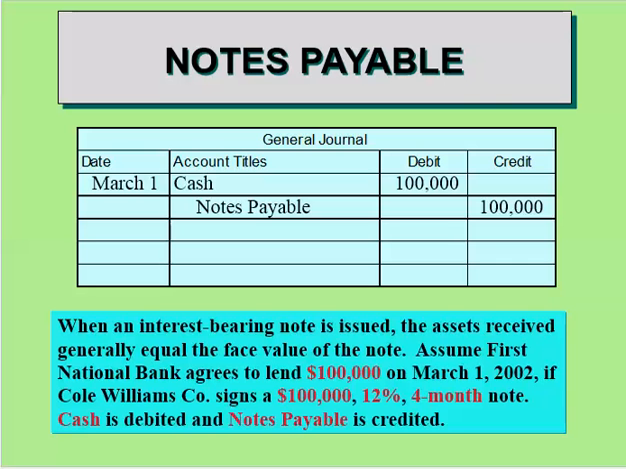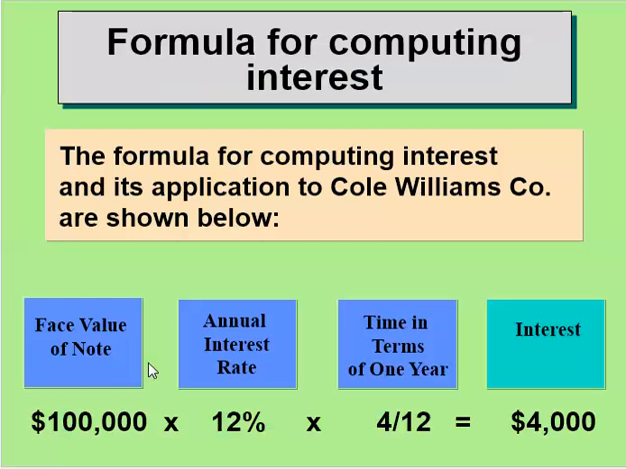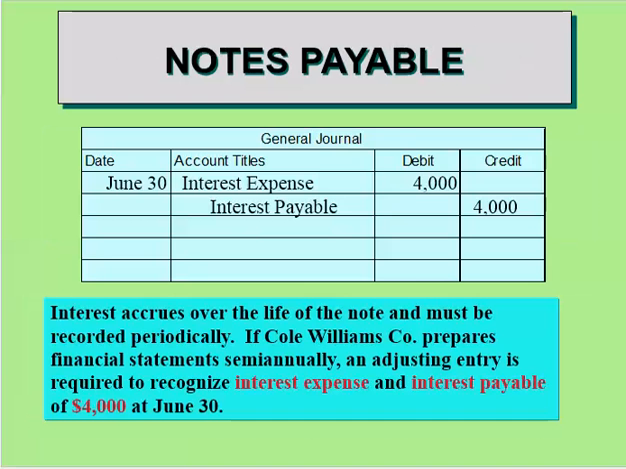Okay. And then let's calculate the interest on that particular note. It's a 4-month note. Face value, $100,000 times the annual interest rate times the length of time. So 4 months out of 12 means my interest will be $4,000. Debit interest expense for $4,000, credit interest payable.